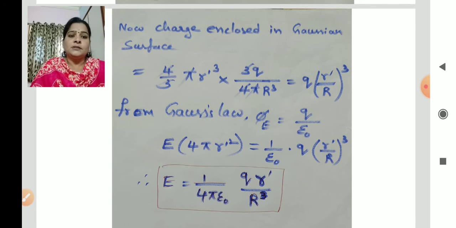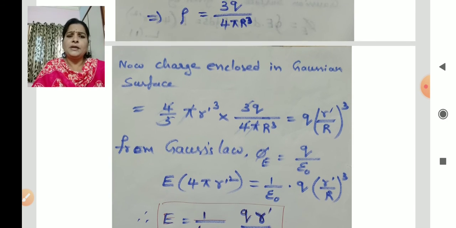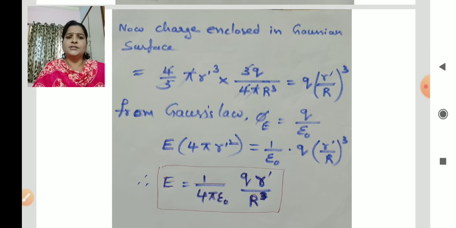So now, the charge enclosed in the Gaussian surface. We have found out the charge density for our uniformly charged sphere of radius capital R. So now we have to calculate the charge enclosed in the Gaussian surface. What is the charge? So let us find out. Charge is equal to volume into rho, the volume charge density. Volume into volume charge density gives you the charge enclosed within the surface.